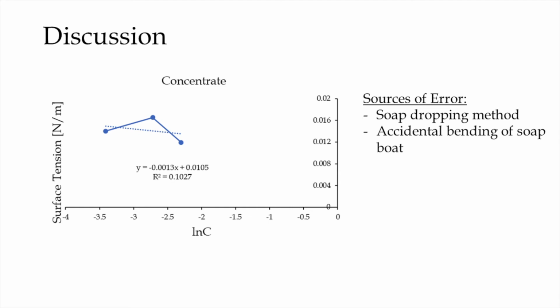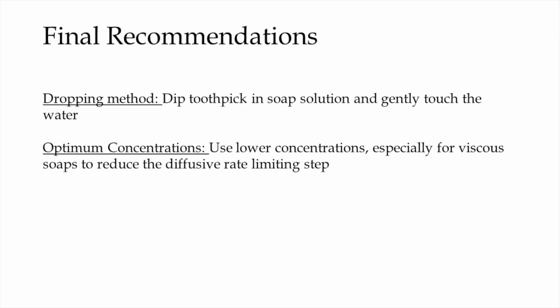The only possible sources of error that I can think of include my method of dropping in the soap with a dropper, or maybe the locomotion of the soap boat was altered by my accidental crushing while cleaning in between experiments. This experiment could greatly be improved by two things: using a better soap dropping method, like dipping a toothpick in the soap solution and gently touching the water, and also using lower concentrations, especially for viscous soaps, to reduce the diffusive rate limiting step.